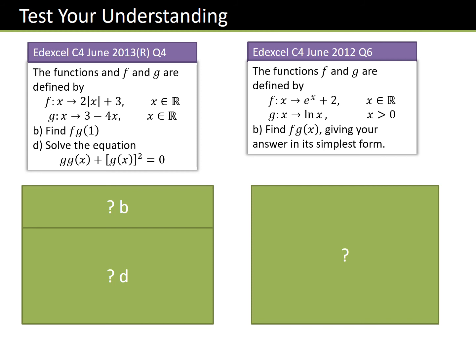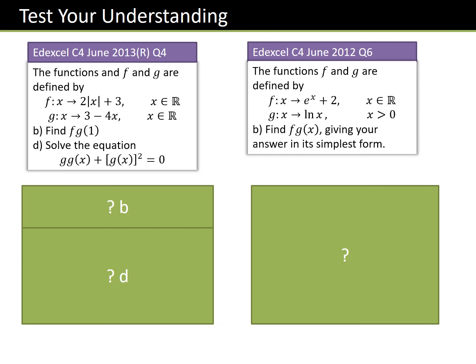So test your understanding. This is using, again, a couple of exam questions from the old syllabus, but they're very like what will appear in the new syllabus, or the syllabus you're doing. So we'll first look at the 2013. The functions f and g are given by f of x is 2 times modulus x plus 3, and x is in the real set of numbers. And g is such that x maps onto 3 minus 4x, and x is also in the real set of numbers. Find fg of 1.